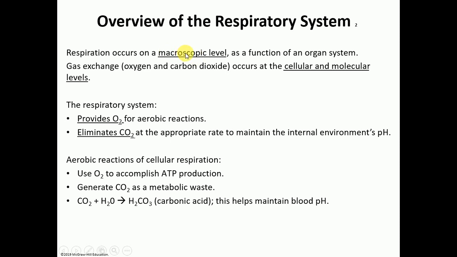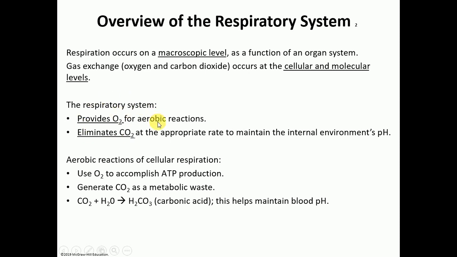Respiration, as we said, happens on both a macroscopic level, which is a level that you can see by the naked eye, okay, and that would be the function of these different organ systems like the nose, the trachea, and so on. And then there's also the microscopic level of respiration, which would be that gas exchange that happens more at the cellular and molecular level. So these are microscopic levels.